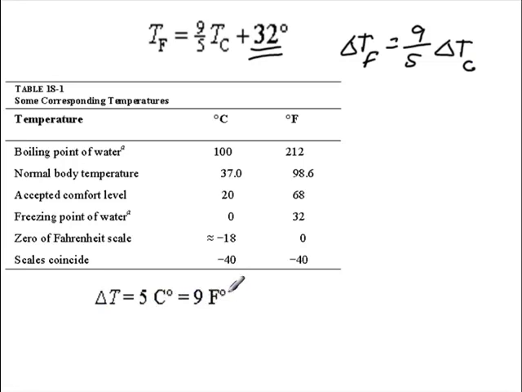9 Fahrenheit degrees. Notice there's a slight difference in terminology. We like to say degrees Celsius or degrees Fahrenheit if we are talking about the actual temperature. If we're talking about changes in temperature, we like to say Celsius degrees. So we change the order and we put the degrees after the unit. It's a minor difference, and if you get it wrong on a test, I'm not going to dock any points, but it is the convention.